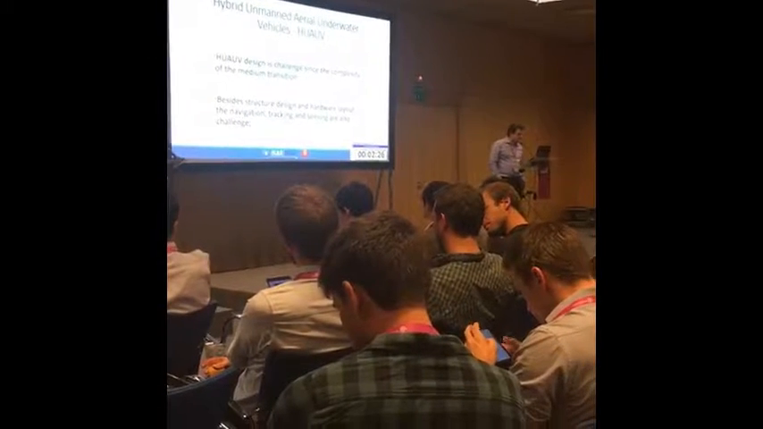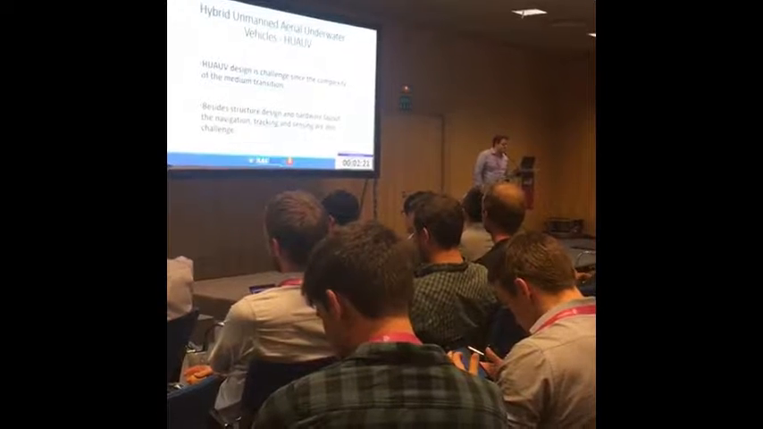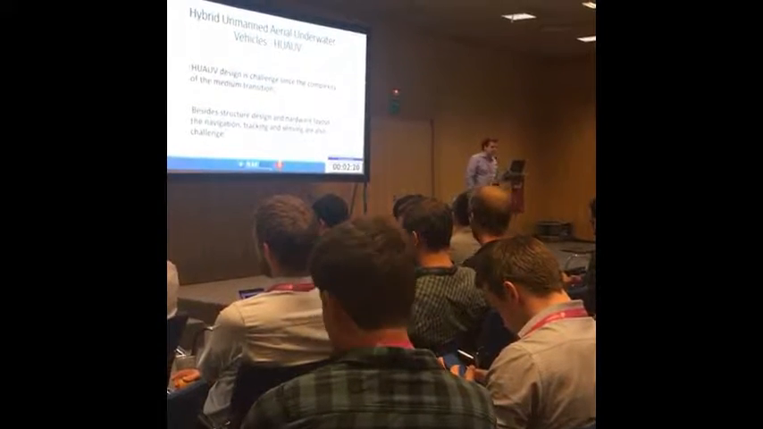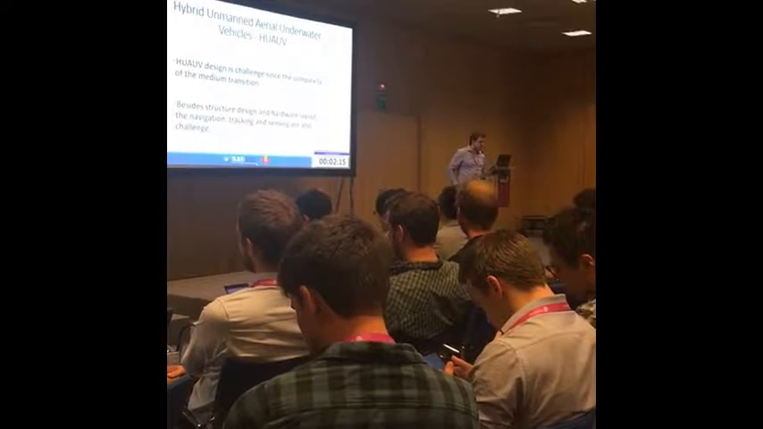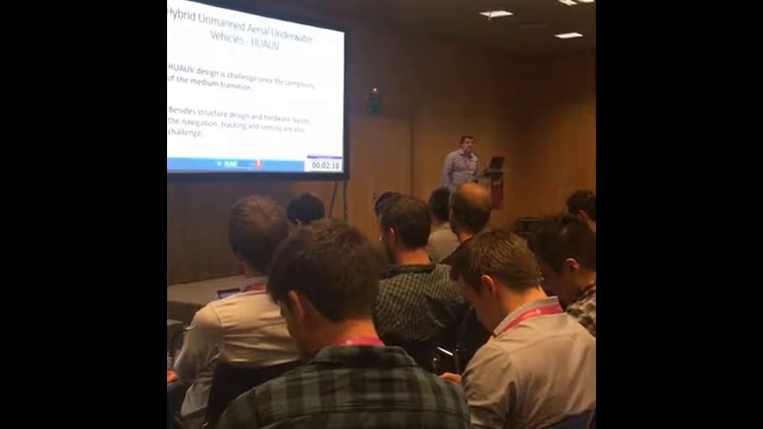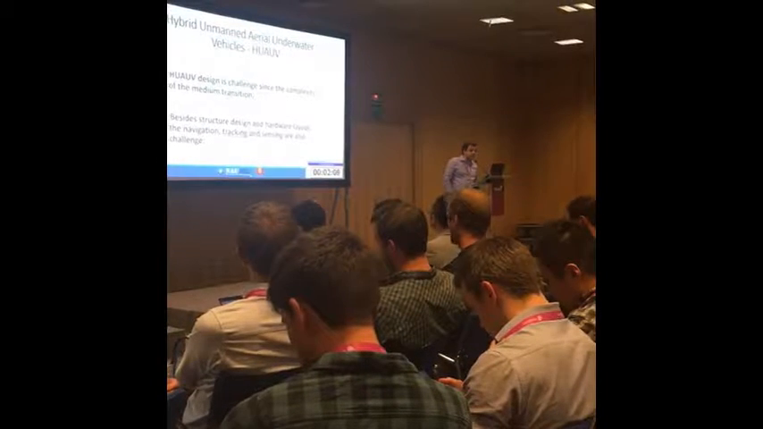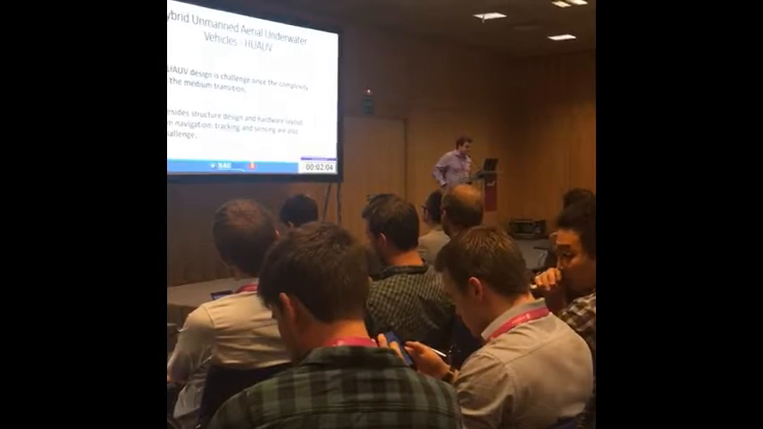This vehicle is called AGU-AUVs. The design of this vehicle is a challenge since the complexity to transit between mediums. Besides this structure design and hardware layout, the navigation, tracking, and sensors are also a challenge. This paper talks about tracking.